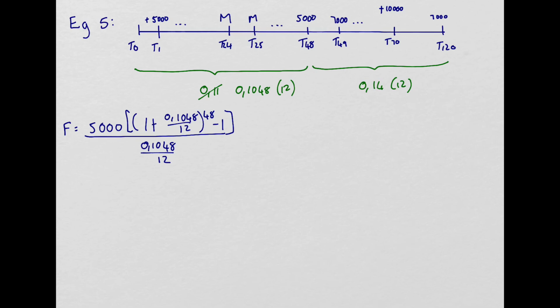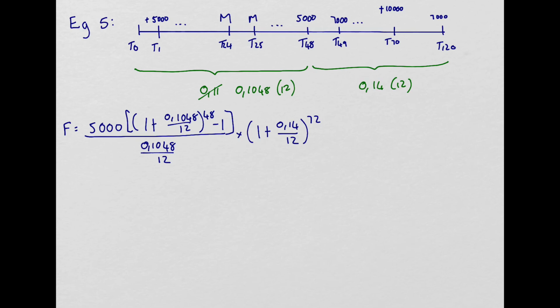Okay, so now at this point at the 48th term, what we do is we now grow that money that's in the account for the remainder of the period. Okay, so it's going to be 1 plus 0.14 over 12 to the power of 72, okay, because 120 minus 48 is 72. So for the remaining 72 months, that amount accumulates, okay.